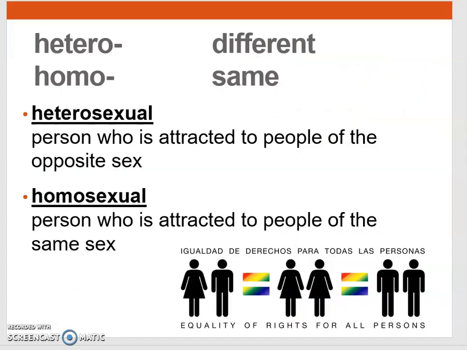And on that topic of sexual variety in life, we have the prefixes hetero and homo. These are terms you know well. Heterosexual, person who's attracted to people of the opposite sex. Homosexual, person who's attracted to people of the same sex.